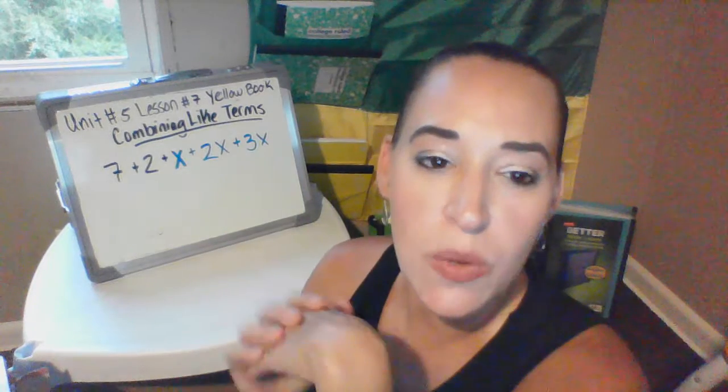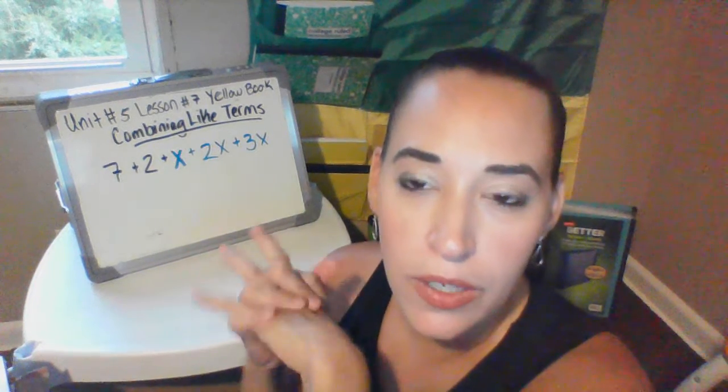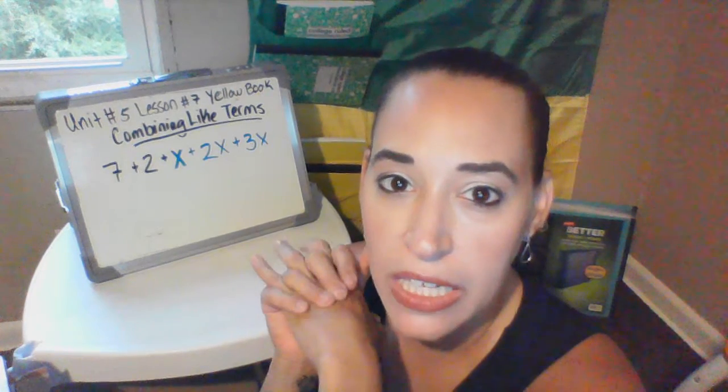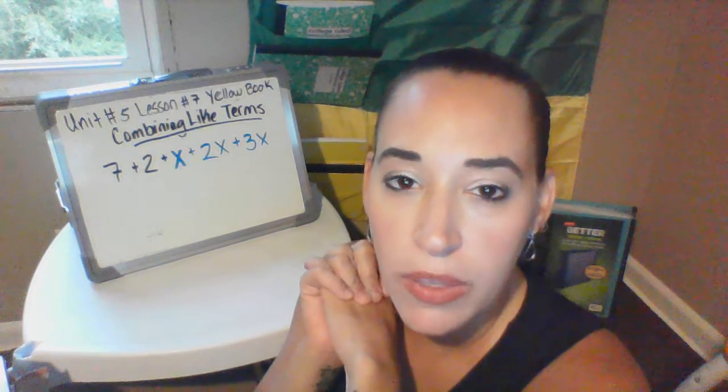Hi again. So we're on lesson 7 of the yellow book, and you can easily simplify an expression by combining like terms. So I'm just going to show you what that is.